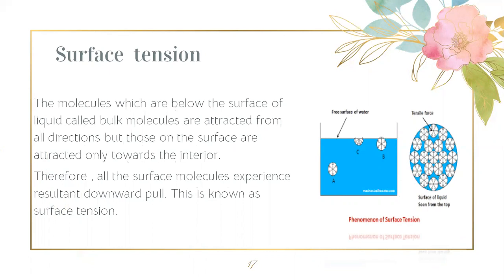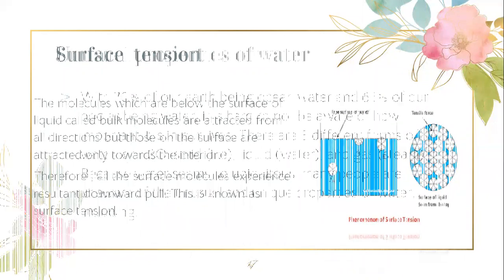The molecules which are below the surface of a liquid, called bulk molecules, are attracted from all directions, but those on the surface are attracted only towards the interior. Therefore, all the surface molecules experience a resultant downward pull. This is known as surface tension.